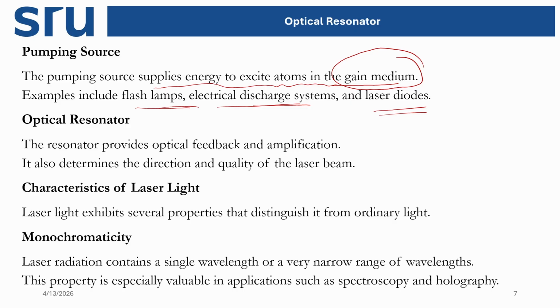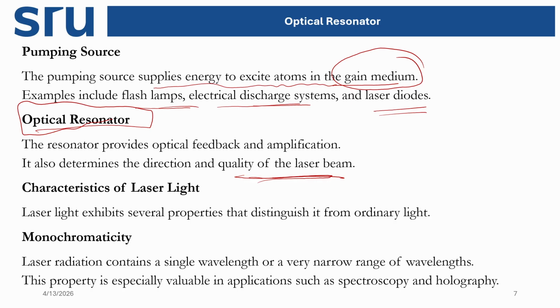Optical resonator: for this, what matters is the quality of the laser beam, meaning how intense it is, how concentrated it is, and also its direction. All of those are determined by the optical resonator. We use two types of mirror, a fully reflecting and a partially reflecting mirror.